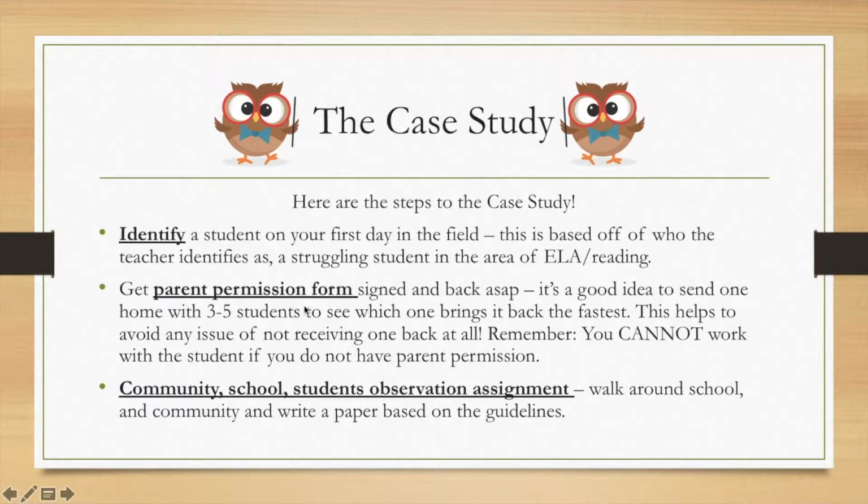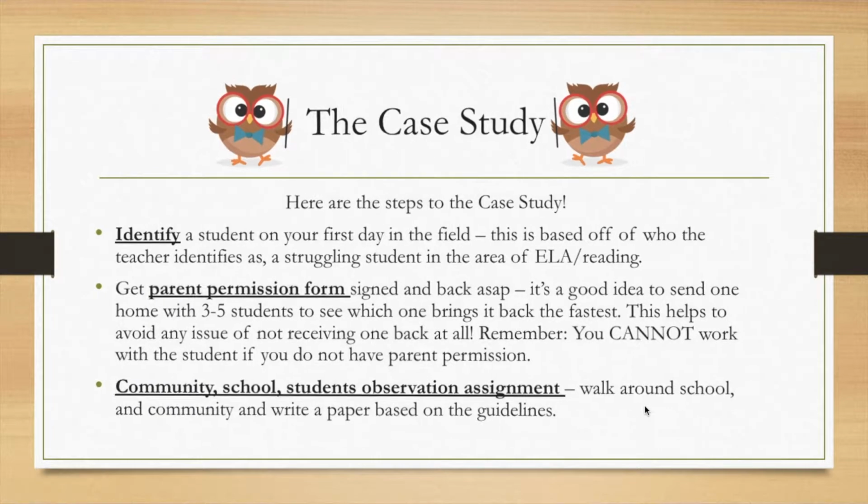It's a good idea to send one home with 3 to 5 students to see which one brings it back the fastest. This helps to avoid any issue of not receiving one back at all. Remember, you cannot work with the student if you do not have parent permission. The third part of the case study is a community school student observation assignment. Basically, you will walk around the school and the community and write a paper based on the guidelines.